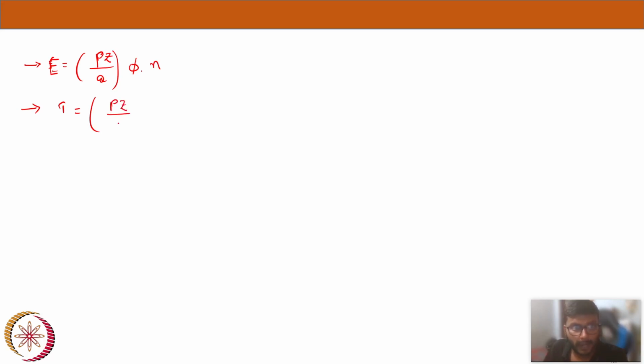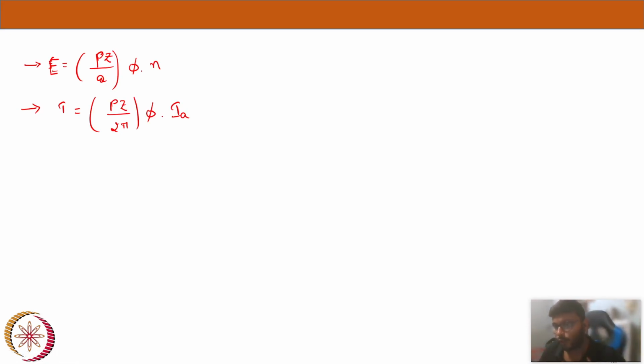The torque developed equation is K phi Ia, where the constant K is Pz by 2 pi. Again, it is proportional to the flux generated by the field winding, but it is not dependent on speed; it is dependent on the amount of current flowing through the armature winding. So these two are the basic and fundamental equations for any kind of DC machine.